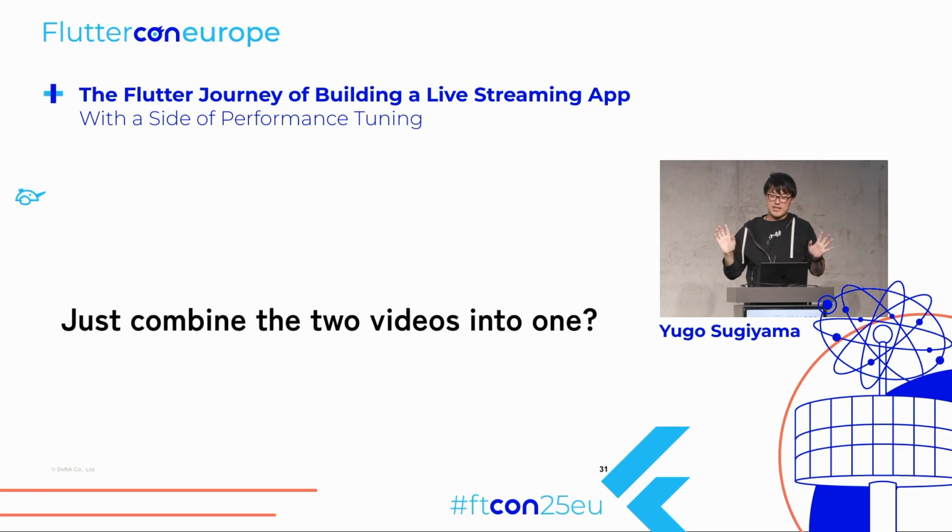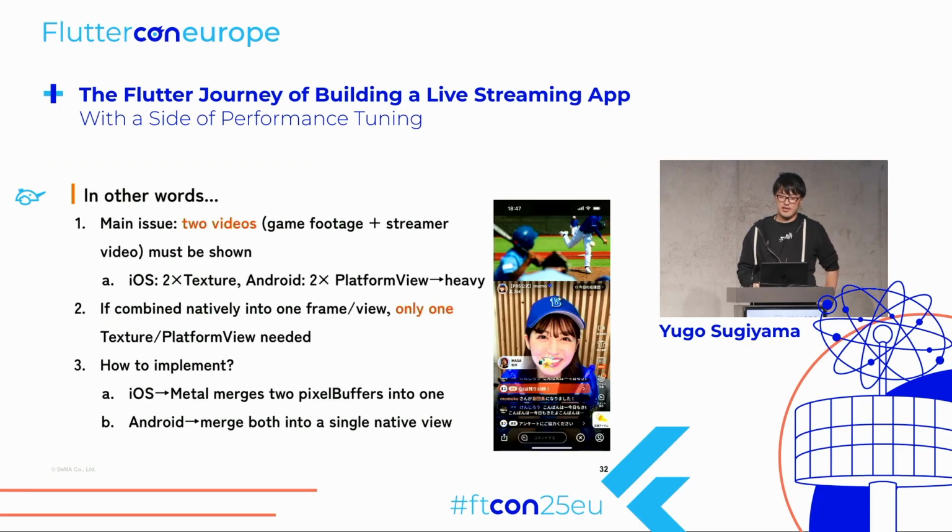What if we just combine the two videos into one? In other words, the main issue comes from playing back the two separate videos, the game footage and the streamer videos. On iOS, this means using two texture widgets, and on Android, two platform views at the same time, which puts a heavy load on performance.